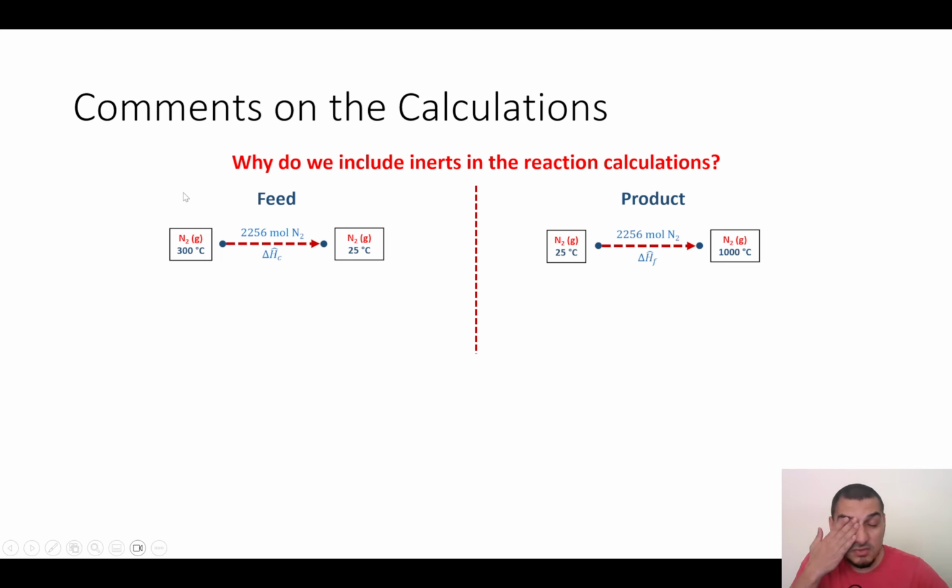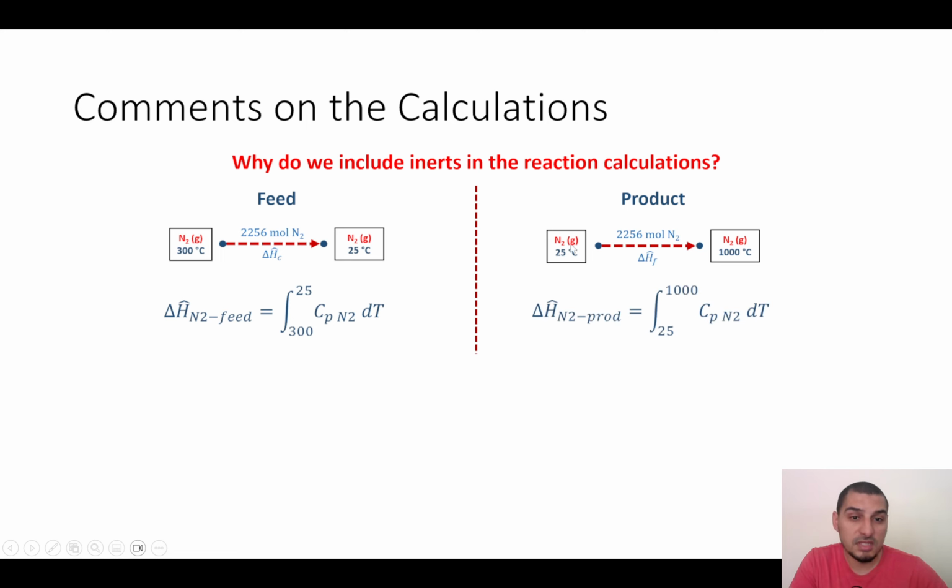But before answering this question, I would like to remind you of what we did. So for the nitrogen in the feed, we changed the temperature of nitrogen from 300 to 25, which was calculated using this equation, the integral of Cp dT from 300 to 25. And for the product, it is from 25 to 1000, which is the integral of Cp of nitrogen from 25 to 1000. And we added these two terms at the end. When we did the calculation of delta H, we added the two things.